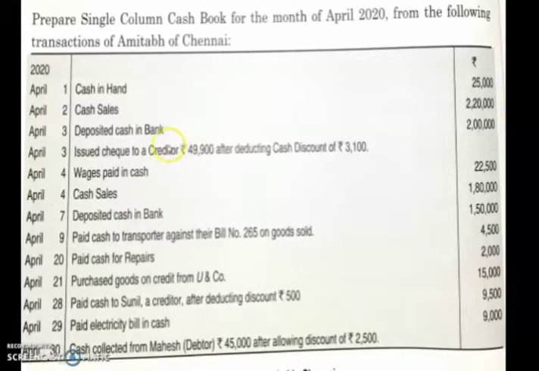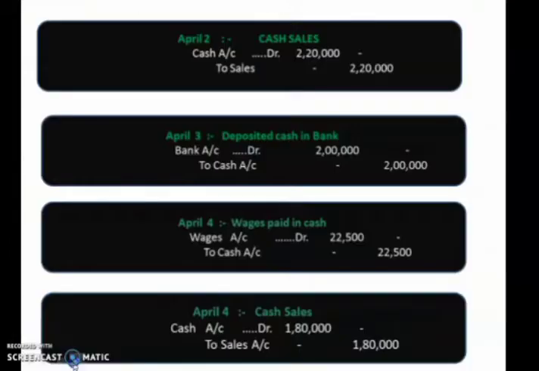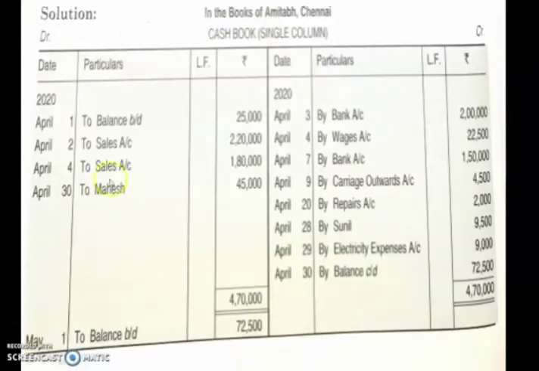See, let us do one problem now. Prepare single column cash book for the month of April 2020 from the following transactions of Amitabh of Chennai. See here in this particular question, they have given you the question, some transactions are given to you, and you can see this is the solution part of this.